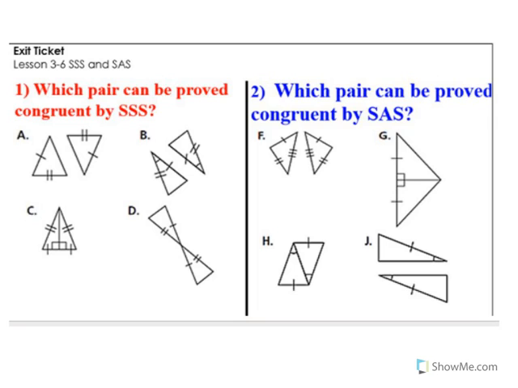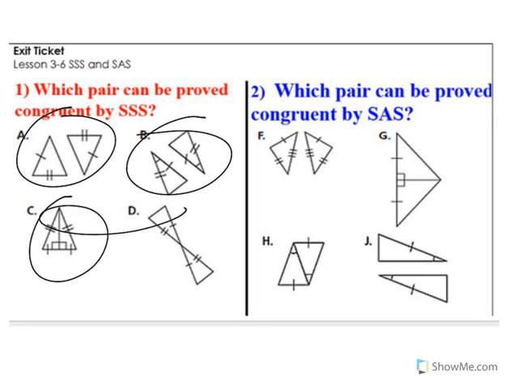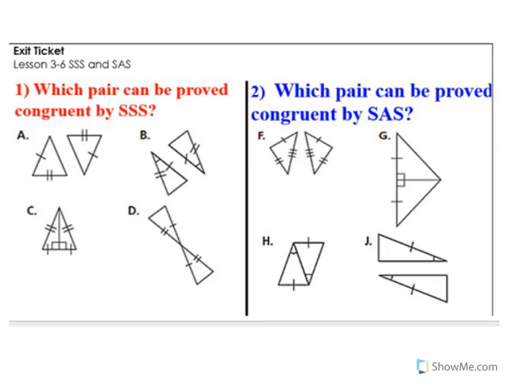Which pair can be proved congruent by SSS? So, if A, B, C, and D can be, you'll circle those, okay? You'll let me know. And you maybe have some markings here that show what's going on, that you know your stuff, right? So, yeah, that's it. Make sure this exit ticket is done. This is going to be a grade. Thank you all very much, guys.